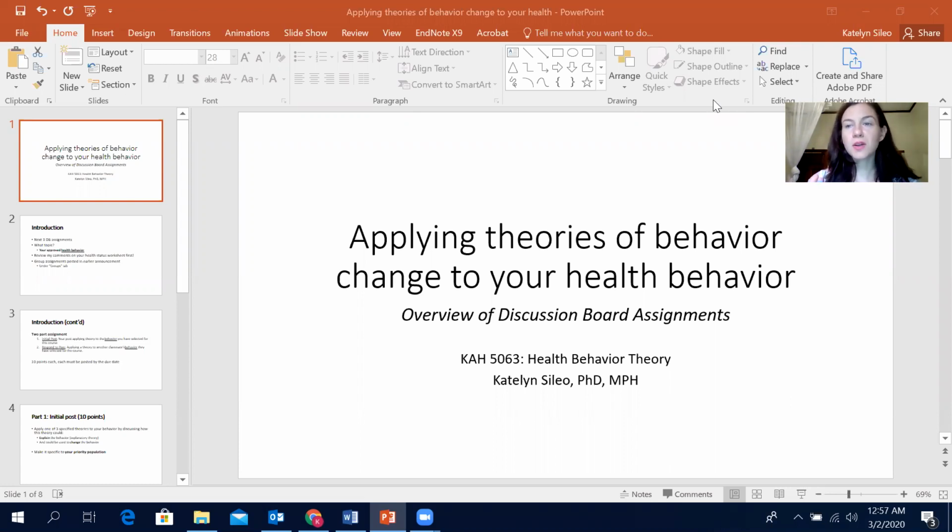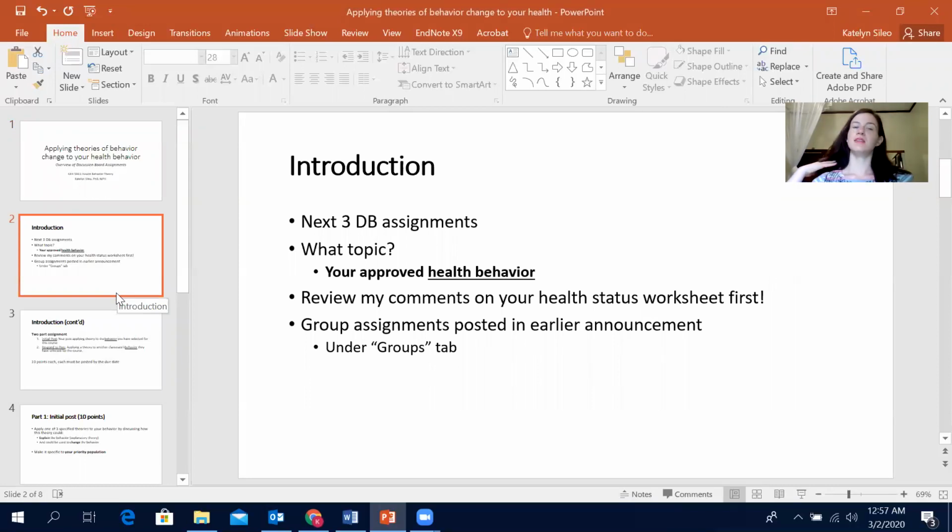Hopefully there's not too much competing noise. As you know, I'm in Uganda for my research. You can see my mosquito net behind me. But I hope this is helpful in guiding you through this assignment. So I'll try to go through this quickly and make this brief.